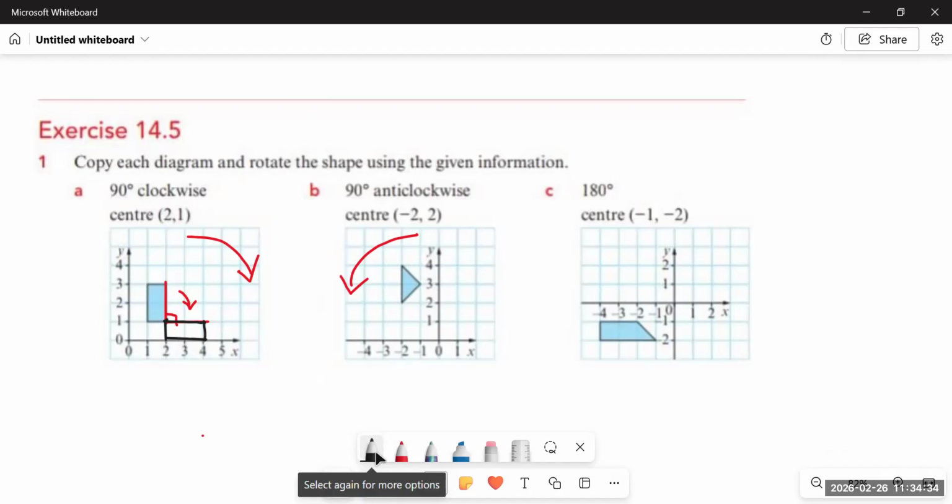The next one is 90-degree anti-clockwise. The center is given as -2, 2, this one. Okay, so this time we have to rotate it like this. Okay, this is how the rotation would look like because this is anti-clockwise. So we will rotate it in the backward position. Okay, you can see that between the corresponding sides, there will be a 90-degree angle. These are the corresponding sides. There is a 90-degree angle.